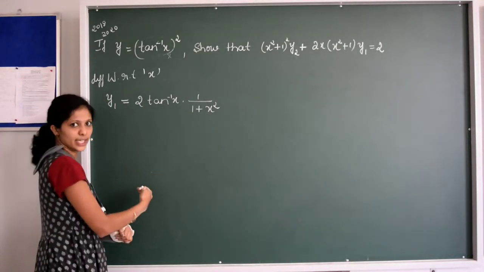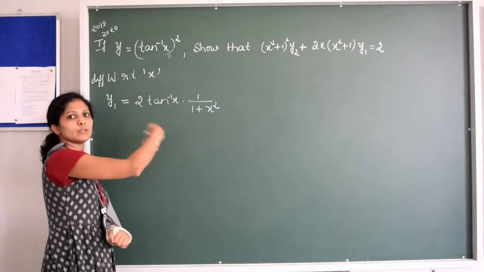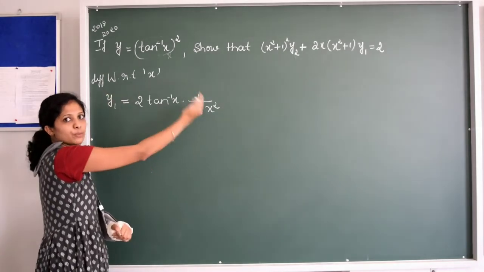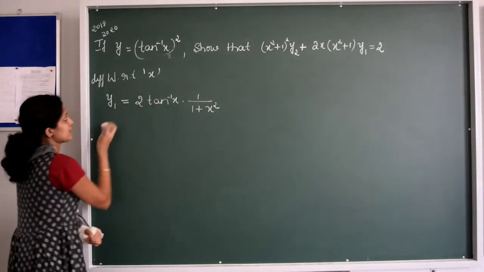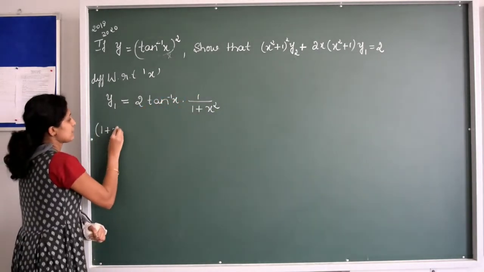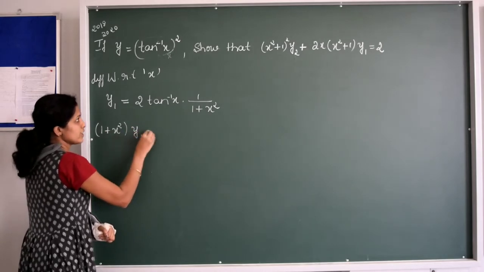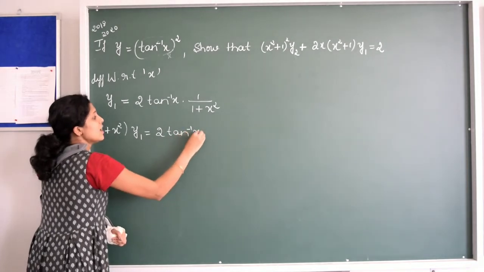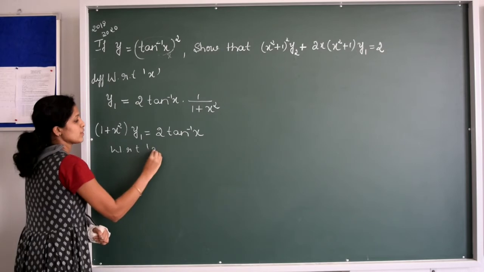Now you have to differentiate again. If you use the f of x by g of x, I mean quotient rule, the problem will be a little lengthy. So instead of that, we'll multiply by 1 plus x square on both sides, because in the question also 1 plus x square is there. Is it clear? So I am multiplying by 1 plus x square on both sides. 1 plus x square into y1 is equal to 2 into tan inverse x. Is it clear? Now we will differentiate the function with respect to x.